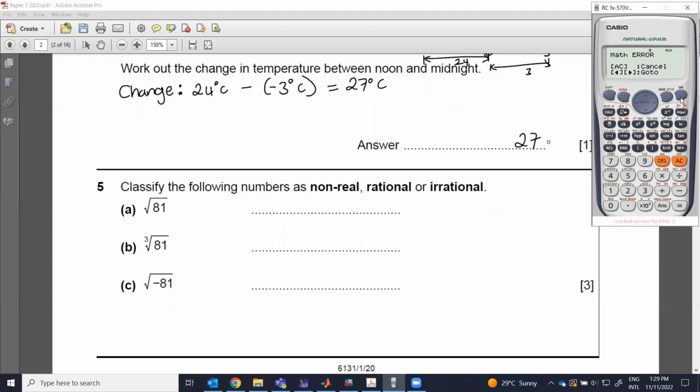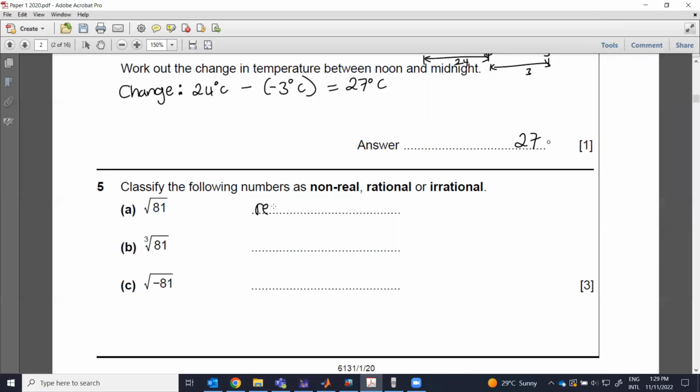Let's say we type the square root of 81. The answer is 9, so that is definitely real. And 9, I can write as a fraction, 9/1, so that means it is rational. So this one here, we can say is real and rational. It doesn't specifically tell us to say whether it's non-real or real, but I think it's worth writing.